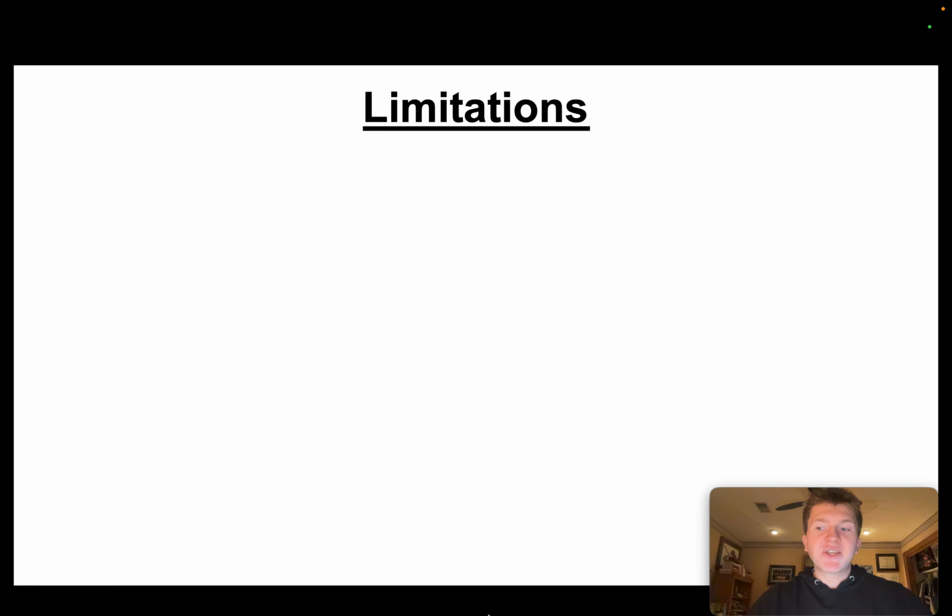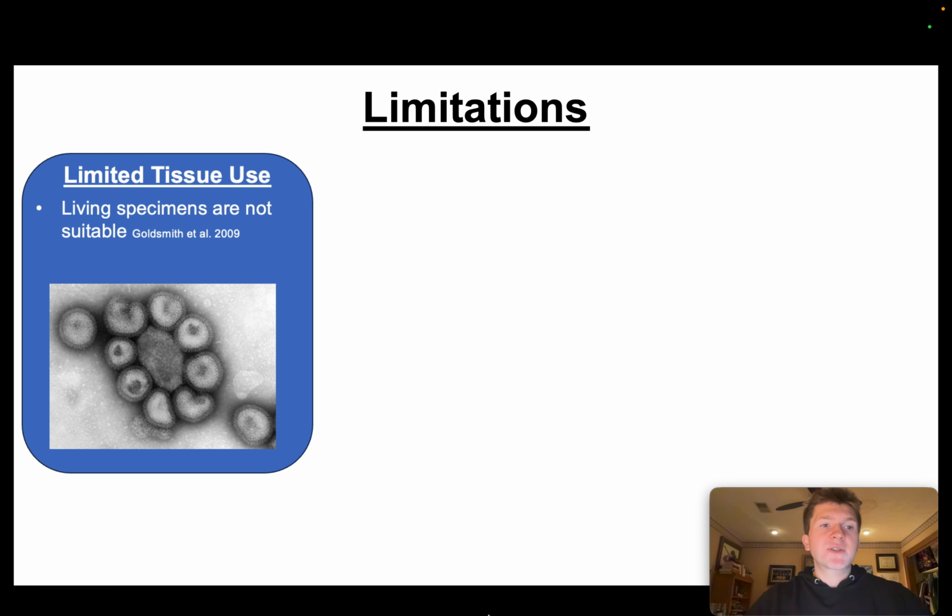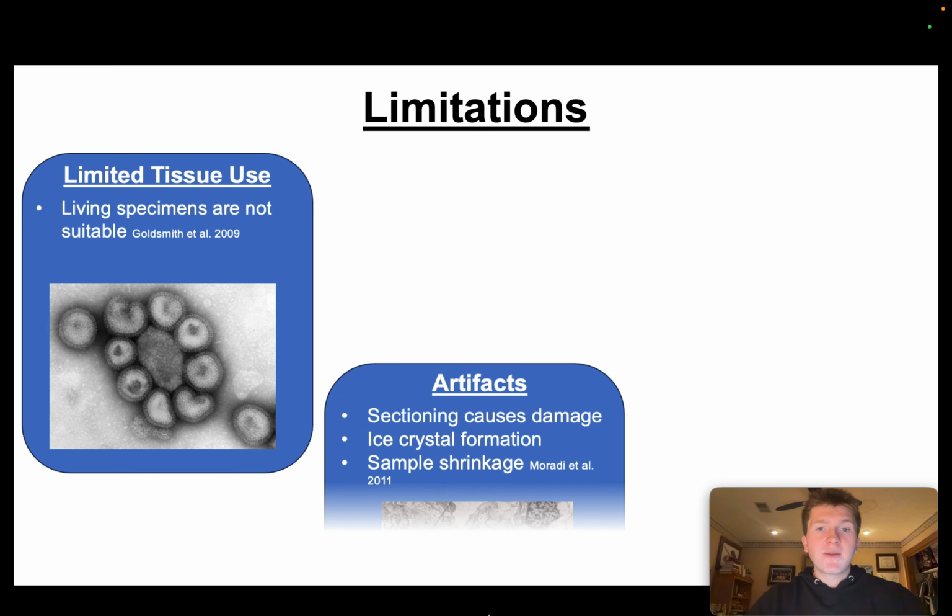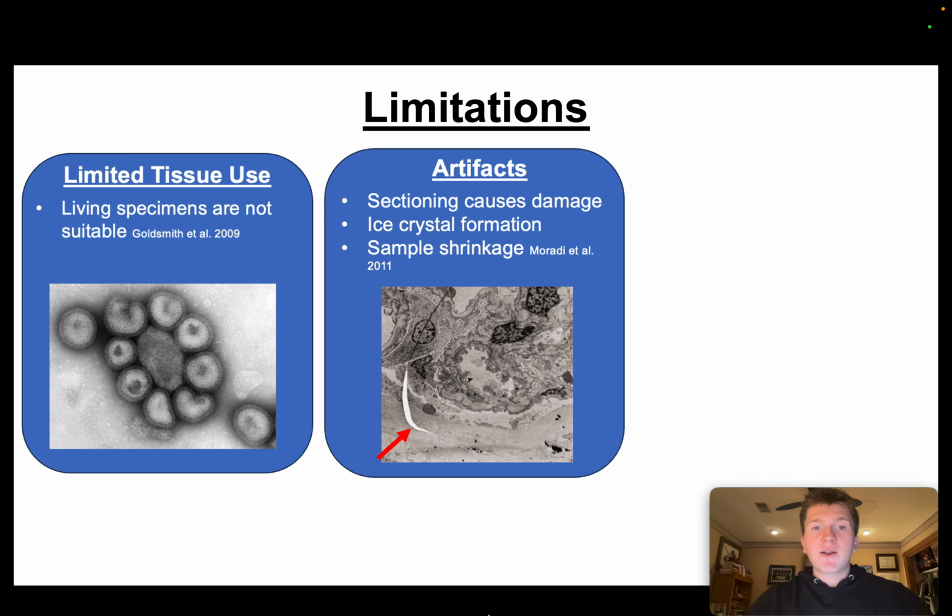So, some of the limitations of electron microscopy. First of all, limited tissue use. Living specimens are not suitable for electron microscopy. Next, we can also get artifacts. So as we can see here on this slide, there's a tear in that slide, and so that can decrease the amount we can see here and decrease the amount we can draw from it.